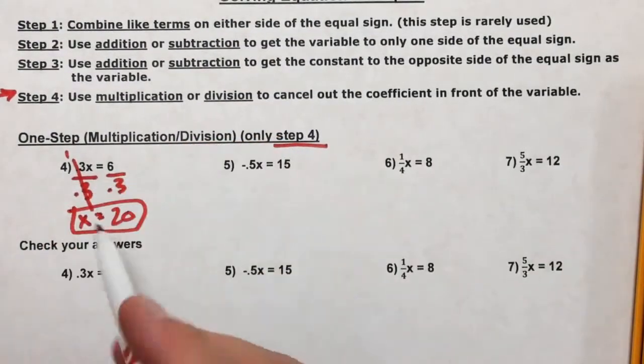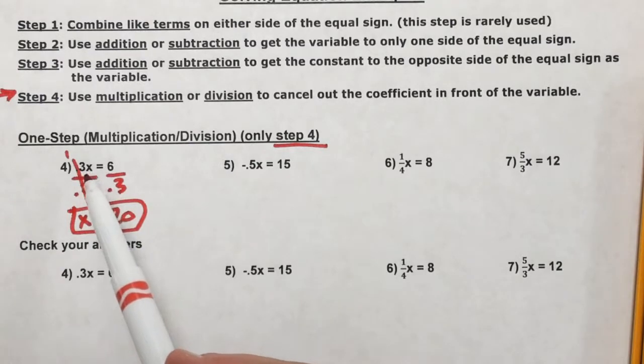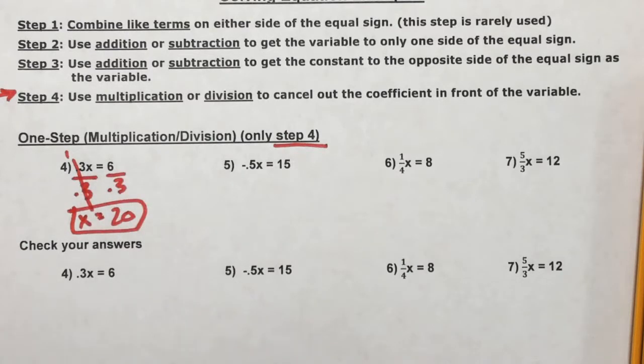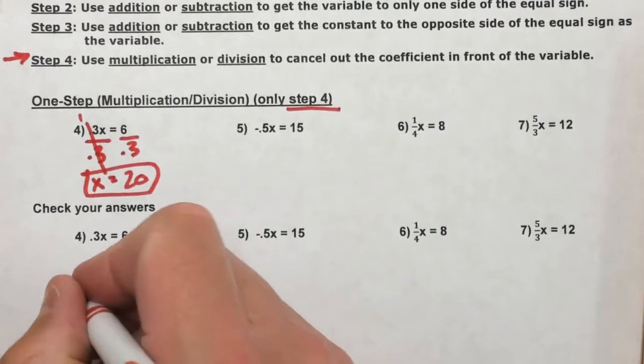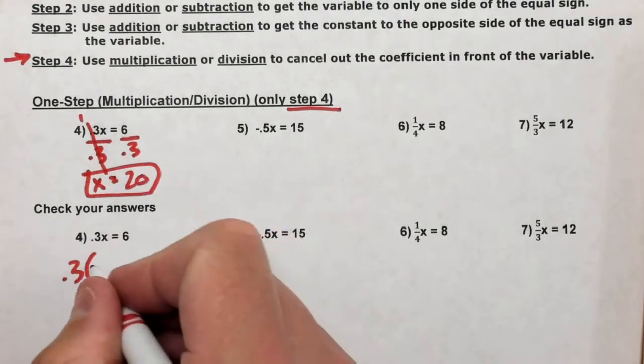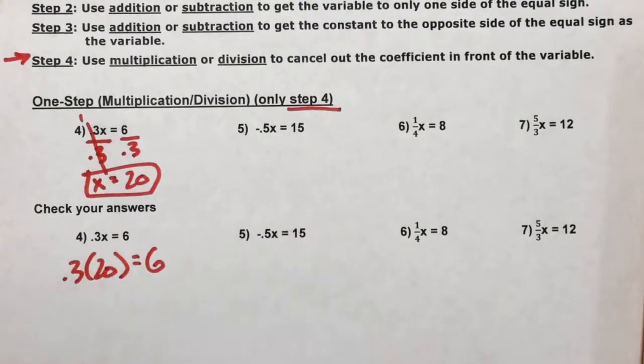So again, the idea is if you have this coefficient in front of the variable, it's multiplying, so the opposite will cancel it out. So you divide by that number and you'll actually solve the problem. But I'm a big fan of checking your answers. So if I were to actually take 0.3 and multiply it by 20, that should equal 6.